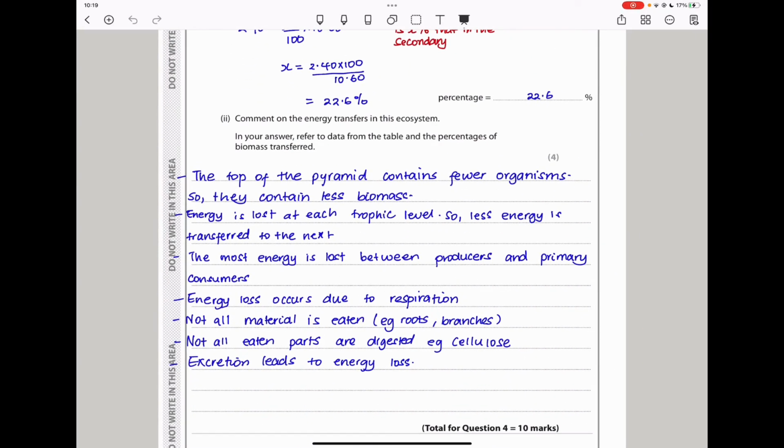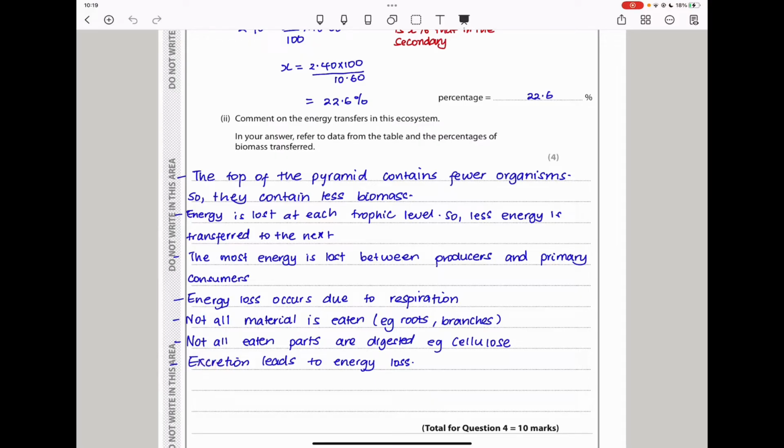Also I said energy loss occurs due to respiration. In some organisms, the reason it's not taken to the next trophic level is that some of the energy is lost in respiration and not everything is eaten. Like for producers, sometimes the roots are not eaten, the branches are not eaten, and not all eaten parts will be digested. Most plant material contains cellulose, and if cellulose cannot be digested, the energy contained in that cellulose will not go to the next trophic level.